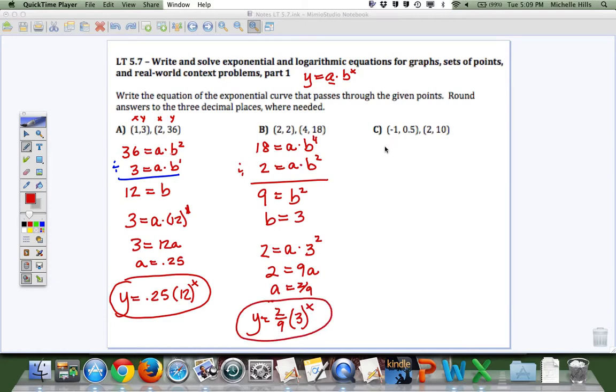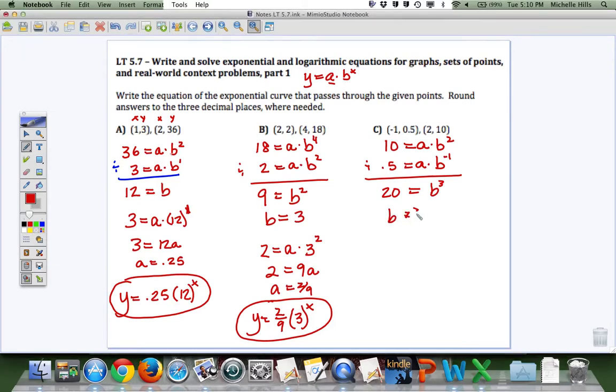Same thing, only this one's not going to work out as nicely. So y is 10 equals a times b to the x, which is 2 power. y is 0.5 equals a times b to the x, which is negative 1 power. I'm going to divide those two equations. 10 divided by 0.5 is 20. Again, my a's would cancel, and b squared divided by b to the negative 1 is b cubed. So I'm going to have to cube root both sides. So b is the cube root of 20, which ends up to 3 decimal places being 2.714.